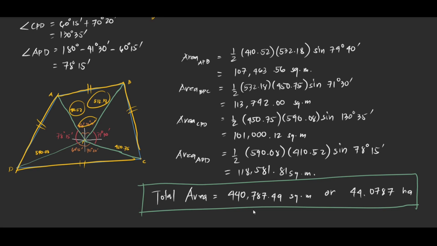Obviously there will be some differences because here we are only using 2 decimal places. For your computed lengths, you can use 3 decimal places, and you can finalize your answers in 3 decimal places. Definitely it will be close, but it will not be exactly the same. There will be some differences there. But if you divide it by 10,000, it will be the same, 44.0787.